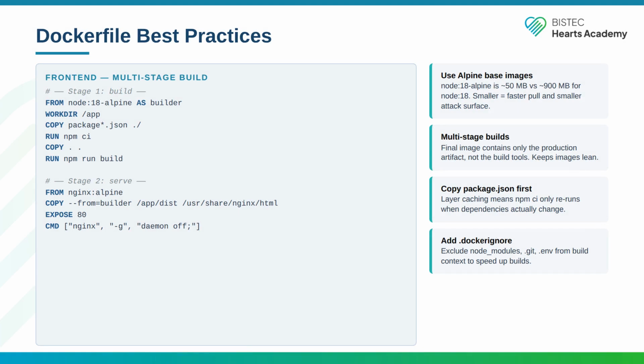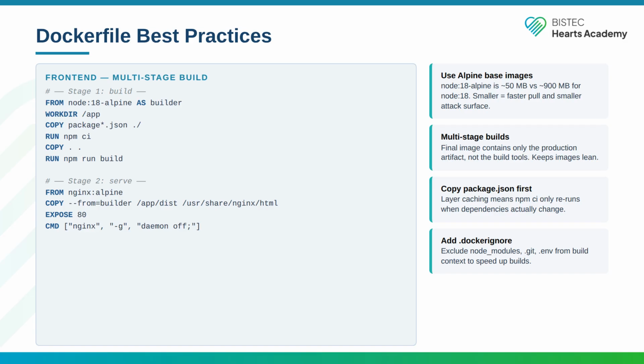The most important Dockerfile pattern for front-end apps is the multi-stage build. In Stage 1, you start from a full Node 18 Alpine image, install dependencies with npm ci, and run the production build. In Stage 2, you start fresh from a minimal Nginx Alpine image and copy only the compiled dist directory from Stage 1. The final image contains nothing from the build stage, no Node runtime, no source files, no dev dependencies. The result is an image of around 25 megabytes instead of several hundred.